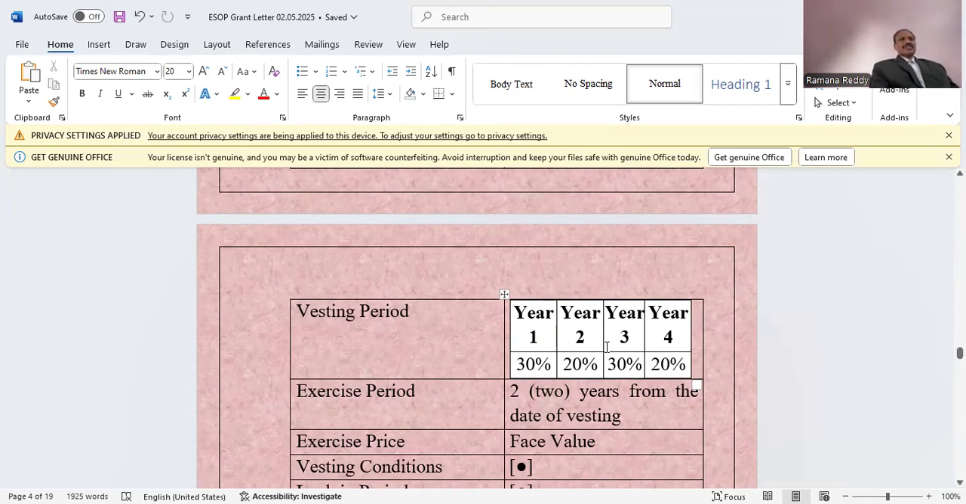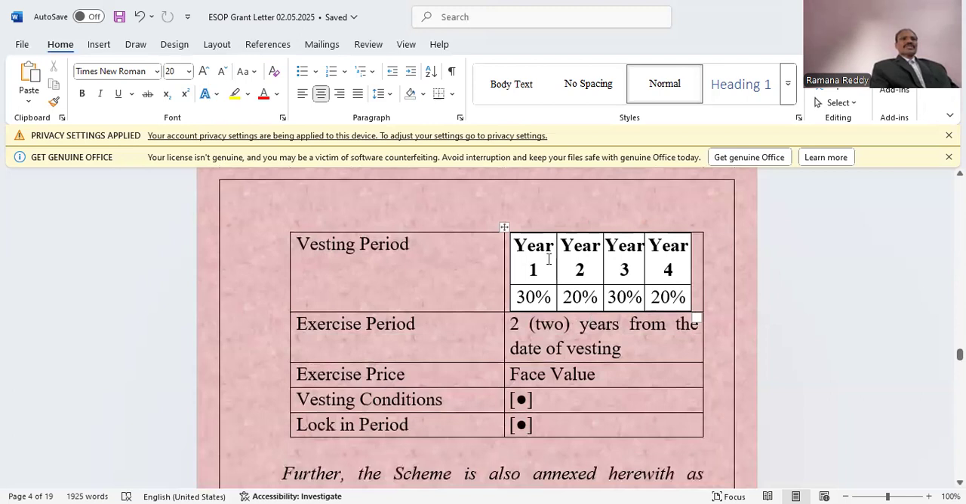I'll give you an example. Suppose 100 options we are giving. We will say 30 options first year, and second year we will say another 20. Third year another 30. Fourth year another 20. So total 100 options. This is the vesting period. So during the course of 4 years, total 100 will be vested. So year by year, this much percentage will be vested on the employee. Accordingly, after vesting, during the exercise period, the employee can exercise. So this is an example.